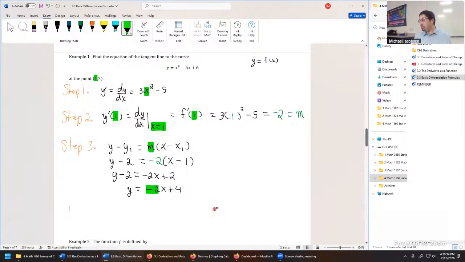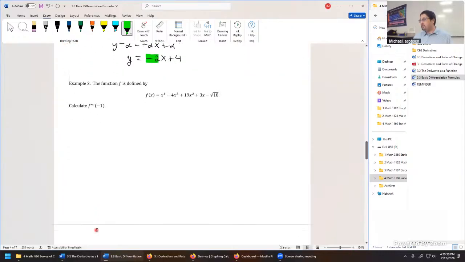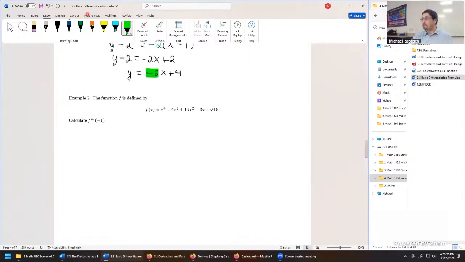Okay. Other things we can do is take higher order derivatives. So if I have a random, this looks like a polynomial function here with an interesting constant, root 18. We want to make heads or tails of what is f triple prime of -1. And there's a kind of a nice analogy to this.